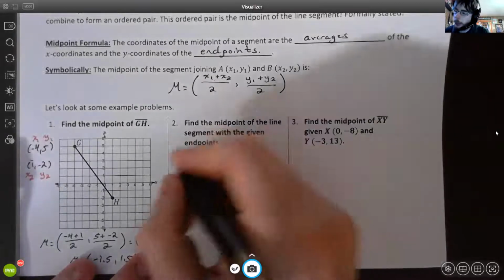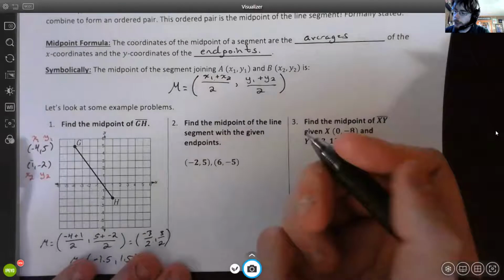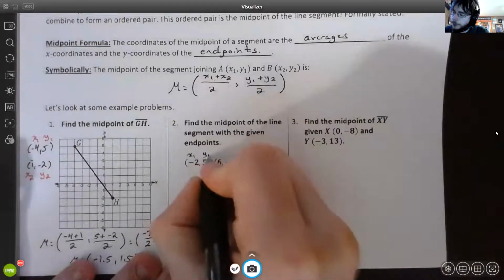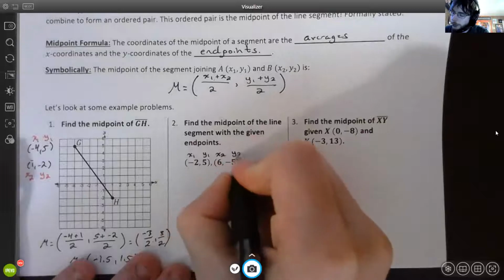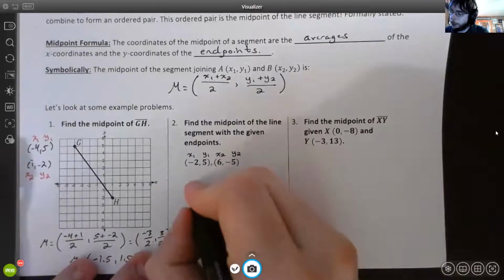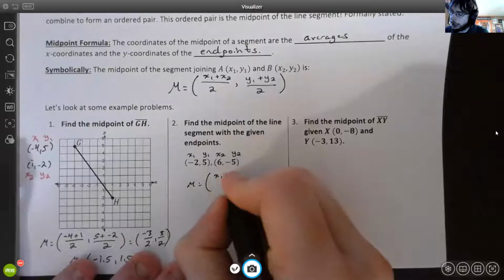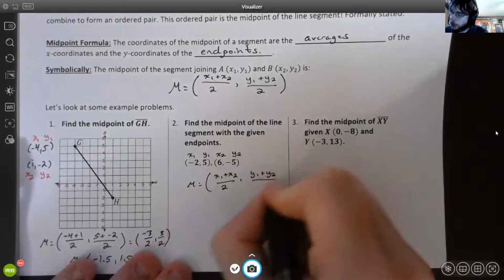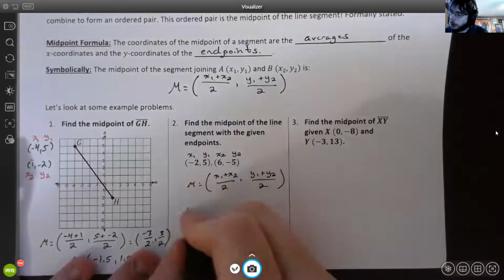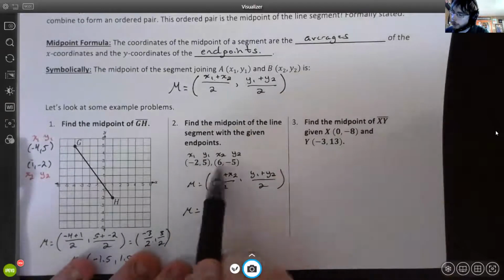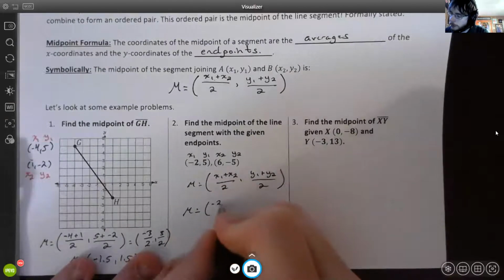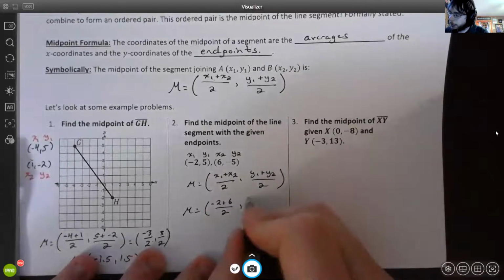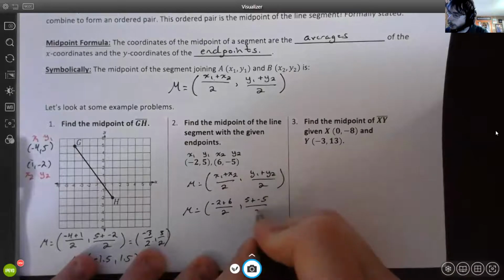So we're going to label our x1, y1, x2, y2. Our midpoint formula is (x1 plus x2 over 2, y1 plus y2 over 2). Plugging our values in, we get -2 plus 6 over 2. Then we have 5 plus -5 over 2.